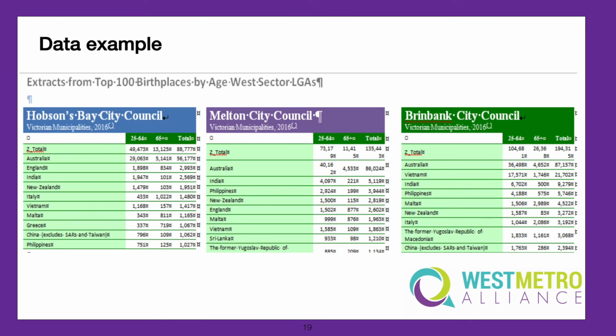Here's another data example. Again, the data samples I'm using on this slide are on the website. We can see immediately that the highest groups in Hobsons Bay, Melton and the City of Brimbank are Vietnam, India, Philippines, India, New Zealand. Even just looking at these three LGAs, we know there's quite a substantial community of Indian-born residents, and over 65.